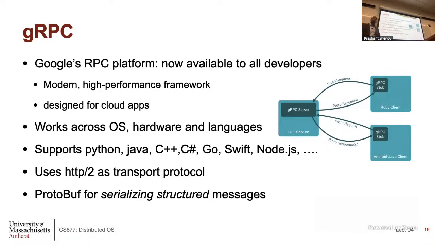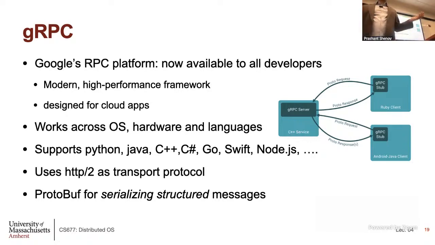So the last thing I will mention here is Google RPC, which we will use not in the first lab, but eventually in a subsequent lab. We are going to use gRPC. G here stands for Google RPC. This is the RPC system that Google designed. So it's basically a high-performance modern RPC framework.